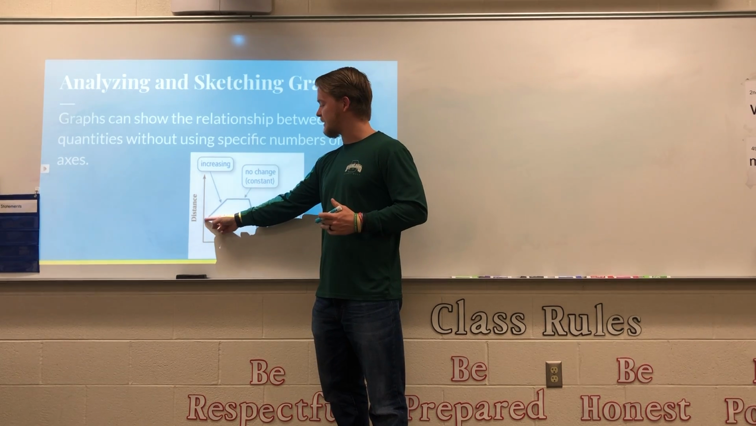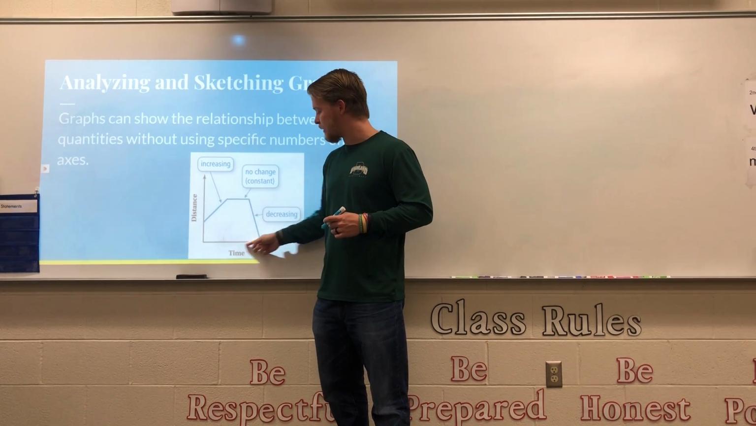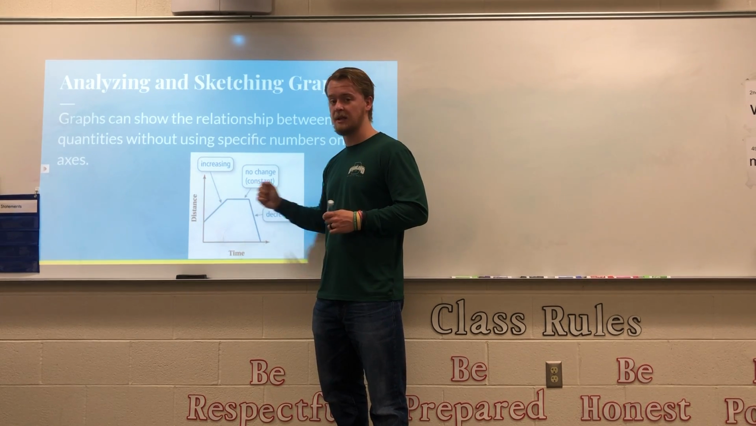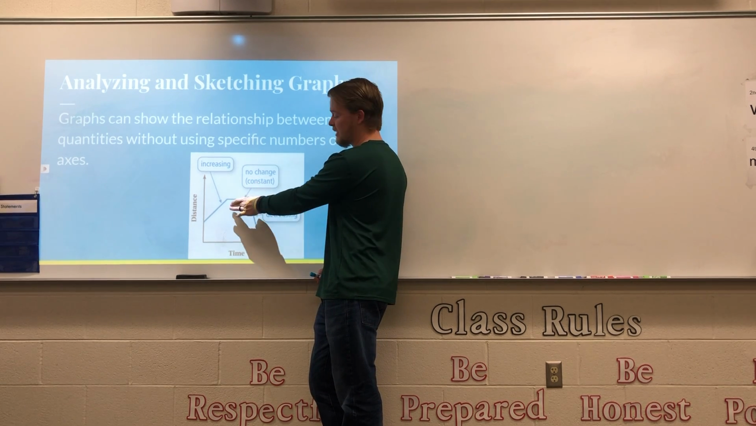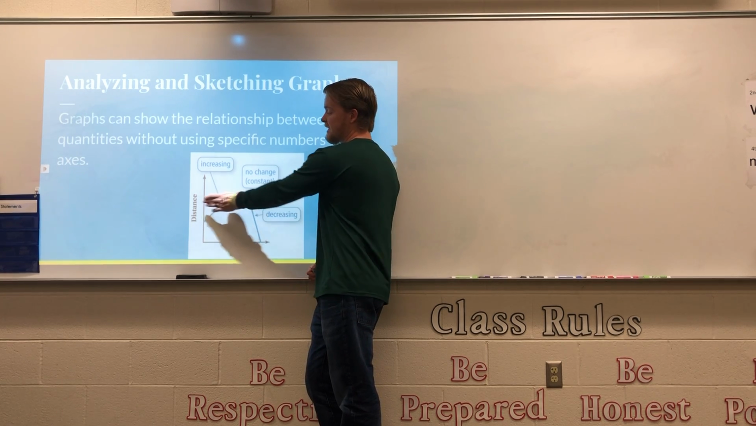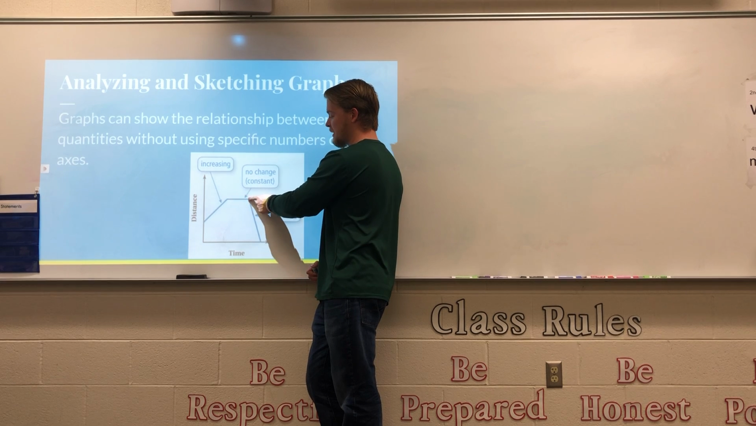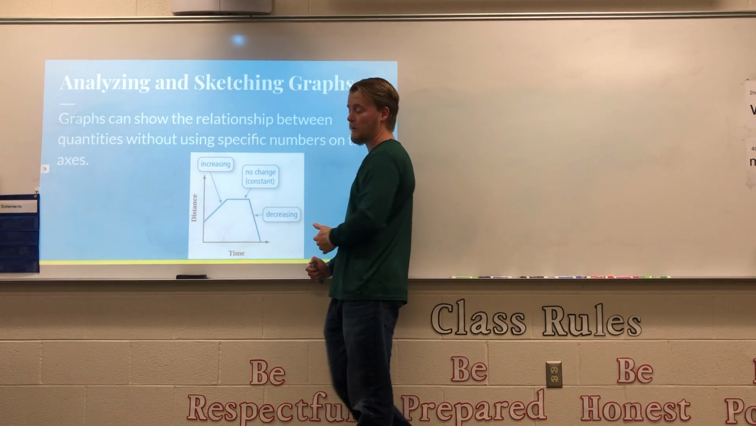So the main thing is what we've talked about, like slope. If this line is going up, that's increasing. So over time, that distance is increasing. If you have a flat line, that is a constant. It's not changing. It's staying constant at whatever distance it's at. And if it's going down, it is decreasing, obviously.